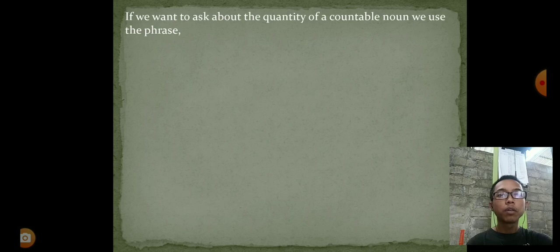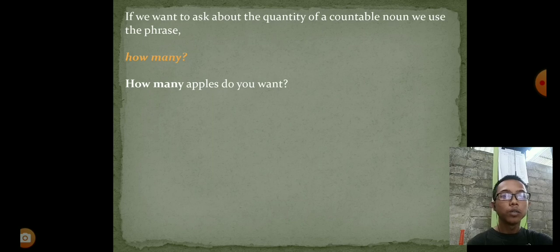Next, if we want to ask about some quantity of a countable noun, we use the phrase how many. How many is a question for countable nouns. For example, how many apples do you want? So we ask how many apples you want. It's like, I want 3 apples, I want 2 apples, so the apples can be counted.